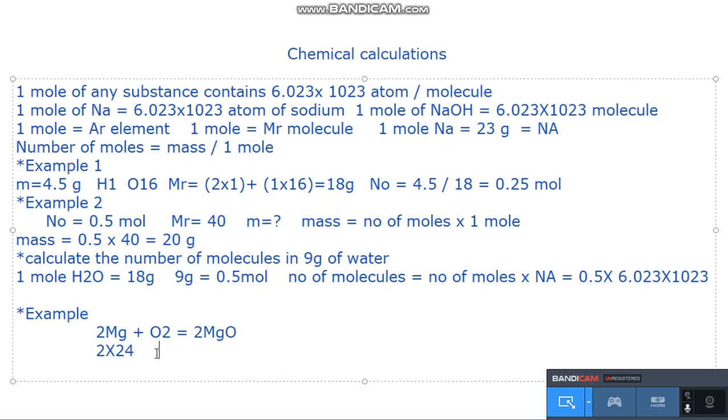Every 2 moles of magnesium will react with 1 mole of oxygen. In 1 mole of oxygen we have two atoms, and oxygen equals 16, so we multiply 2 by 16, because we have 2 atoms. In 1 mole of oxygen we have 2 atoms, and in 2 moles of magnesium we have 2 atoms.